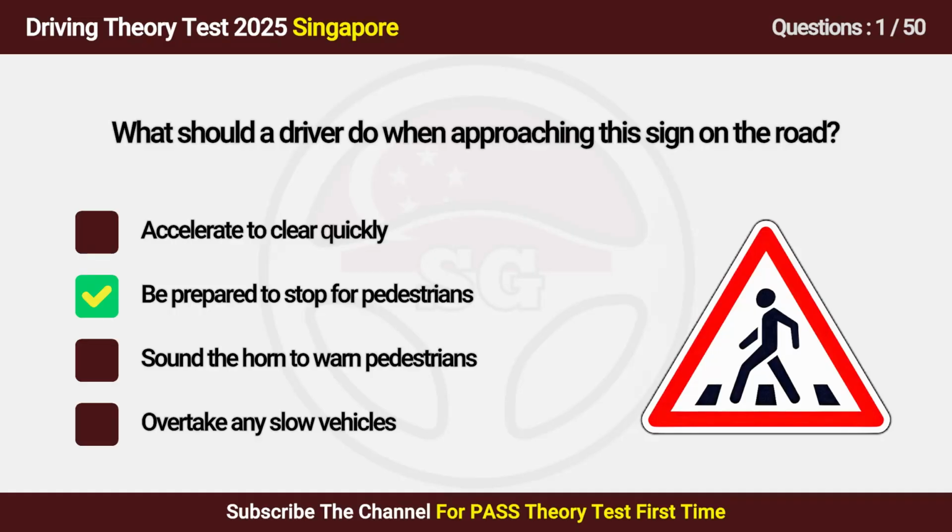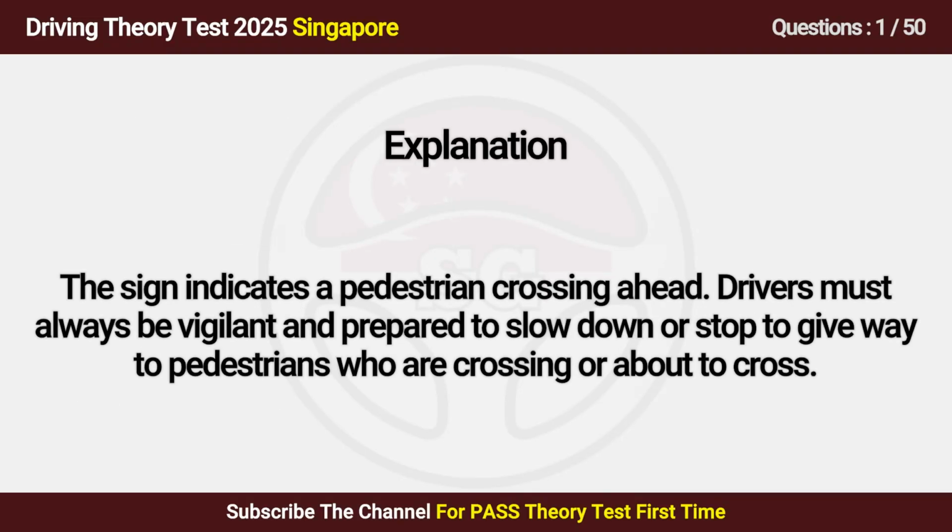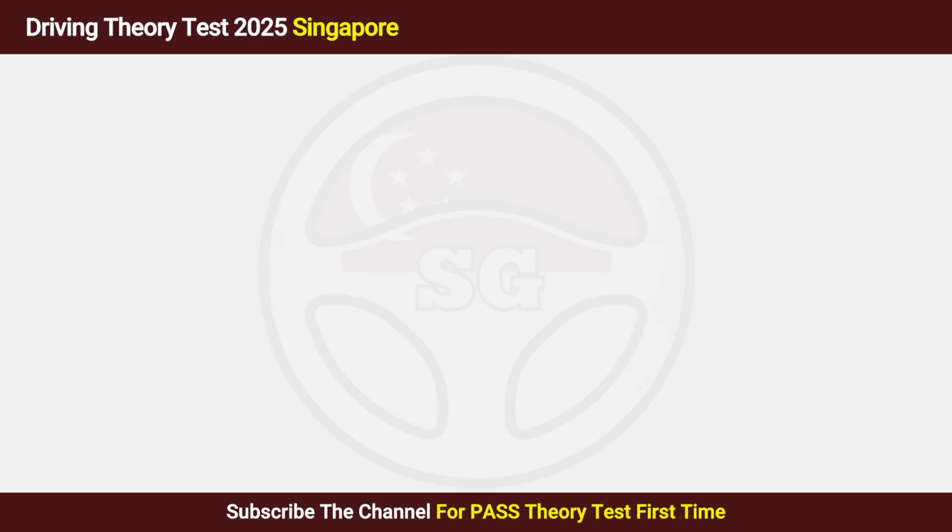Answer is B. Be prepared to stop for pedestrians. The sign indicates a pedestrian crossing ahead. Drivers must always be vigilant and prepared to slow down or stop to give way to pedestrians who are crossing or about to cross.